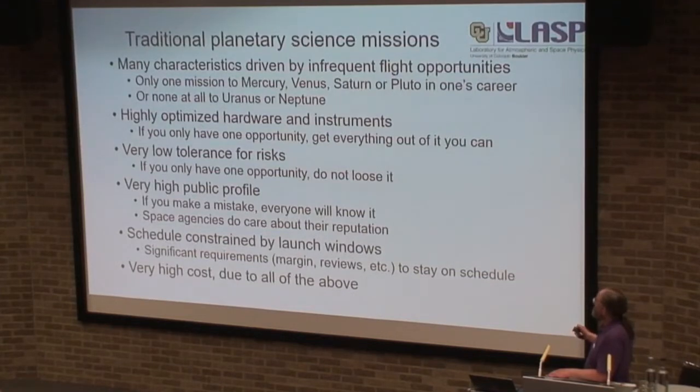Now, to start off, what I've seen from the larger major NASA planetary missions is that a lot of things are really driven by the infrequency of flight opportunities. When you're talking about a mission to another planet, as opposed to an asteroid or the moon, there are places where they'll only send a spacecraft once in someone's career. There are some places where it might be none at all. And that means the hardware and the instruments are very highly optimized, because everybody wants to get everything they can out of them. It means there's very low tolerance for any risks, because if you only have one chance, you don't want to botch it.